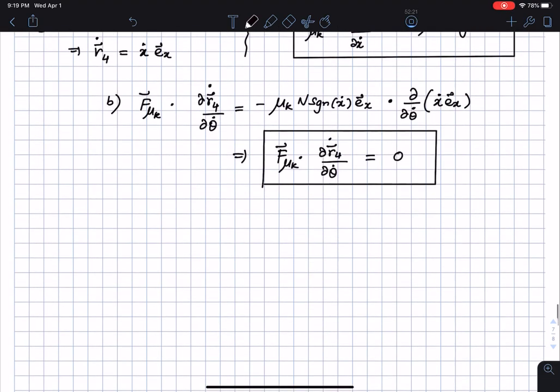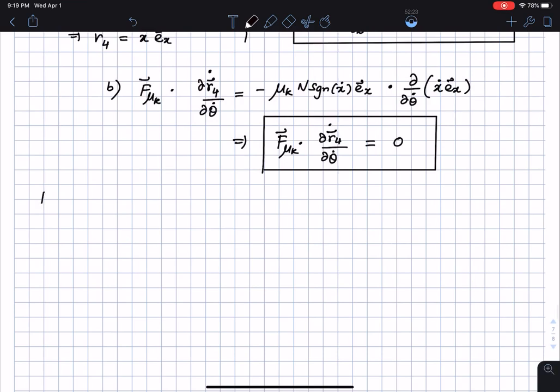Okay, the last one is the moment M of t. This is fairly straightforward. M of t dotted with d omega cart by dx dot is 0. This is because omega cart is 0.